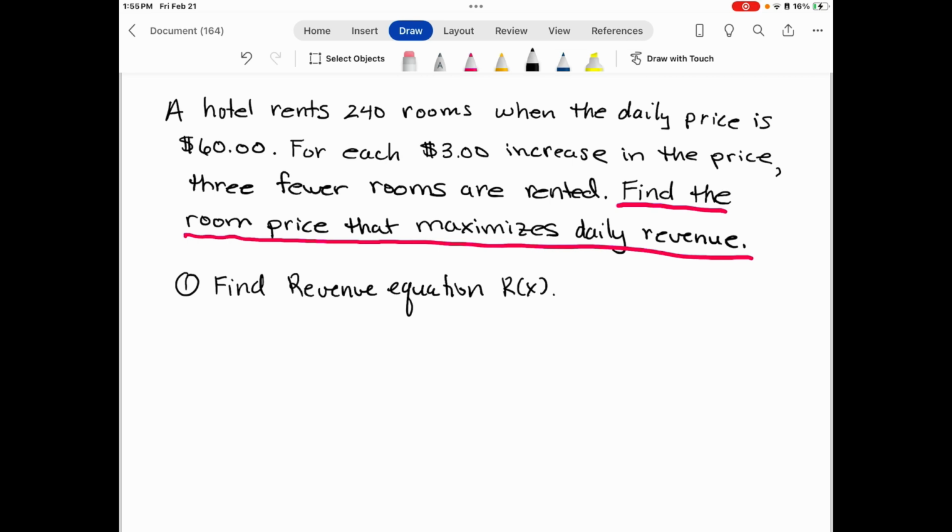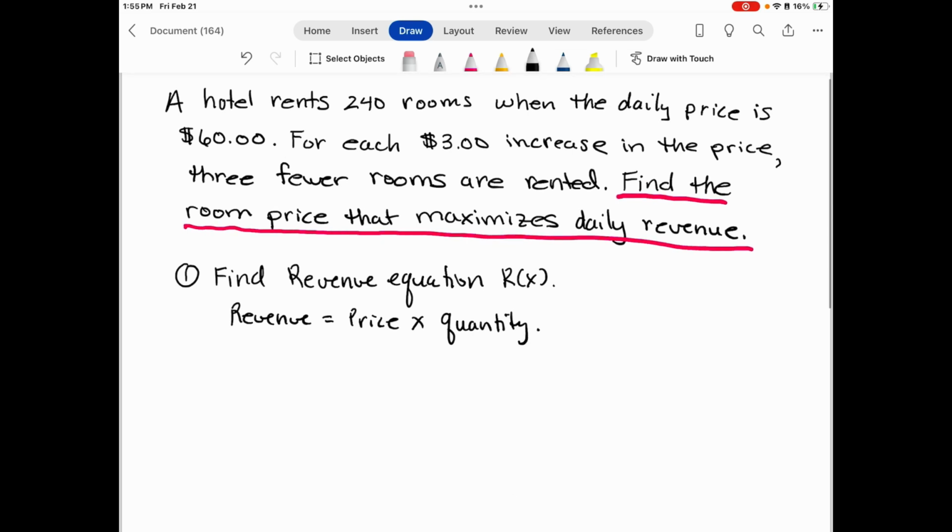All right, now the rest of the problem is going to give us clues on how to find that revenue equation. Now we know that revenue is equal to the price times the quantity. We have all the information we need given in the problem to find the price equation and the quantity equation. So let's find the price equation first.